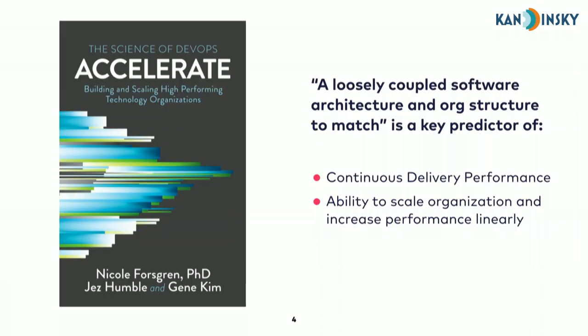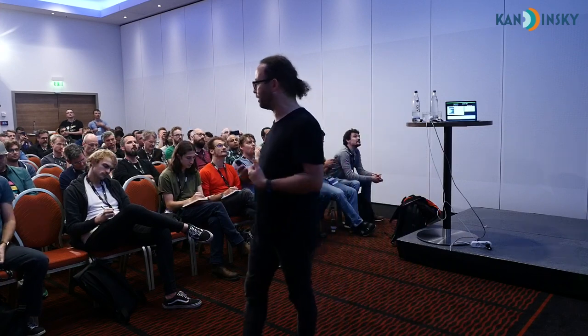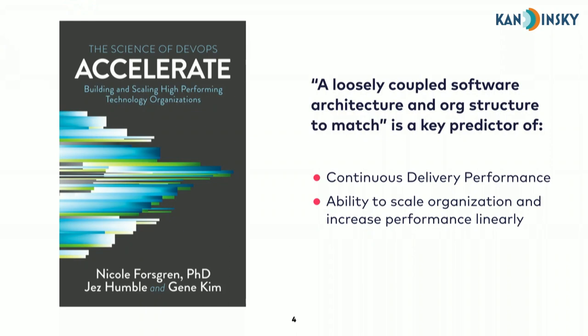So I want to kick off with two initial slides, which contain two quotes, and Nick Tune was actually the person who brought me to those quotes, so all props to Nick for that. The first one is from the book Accelerate, an absolutely fantastic book, a study which evaluated what highly performing delivery organizations are doing. One of their findings was that, on the one hand, we need a loosely coupled software architecture, but on the other hand, there needs to be some organizational aspects that map on top of that architecture, because that's a pretty good predictor for continuous delivery performance and also for being able to scale organization and technological stuff in a sort of linear fashion.